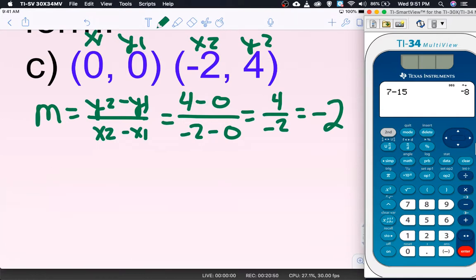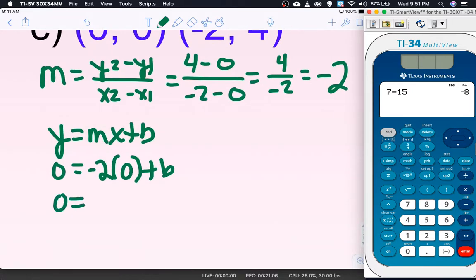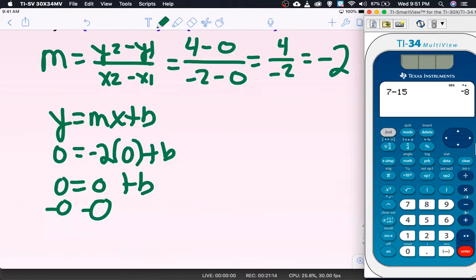And I write down my slope-intercept form, and I plug in what I know. I know my slope is negative 2. I'm going to use the first point there, 0, 0, because heck, why not? That's going to be so easy. 0 equals 0 plus b. I could stop here and say b is 0. I mean, it's a little weird to do this, subtracting 0 on both sides, but if it makes it feel good, sure, I guess. It's still 0.